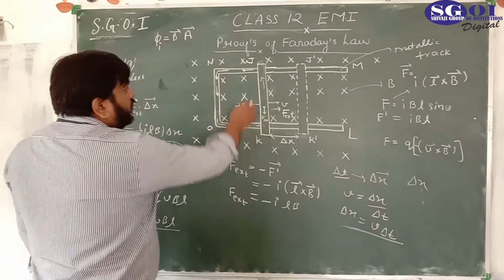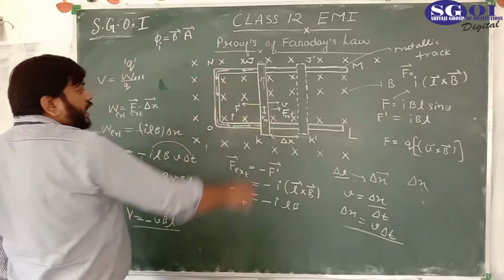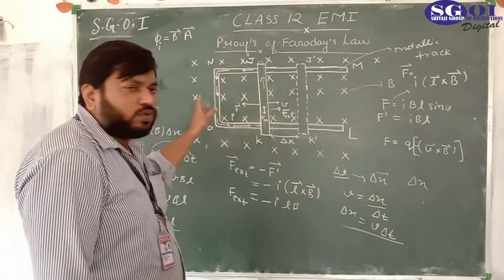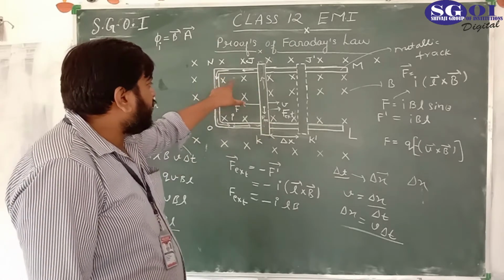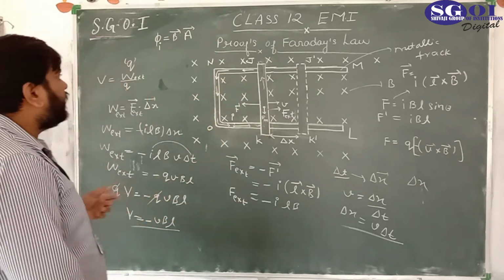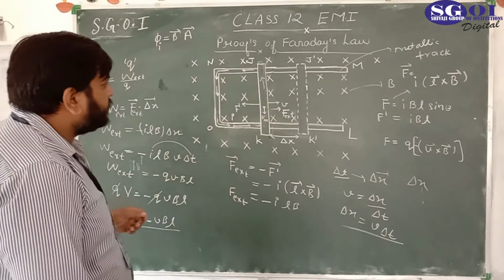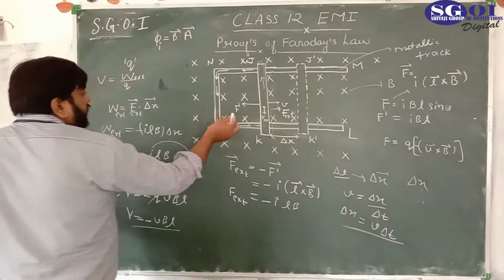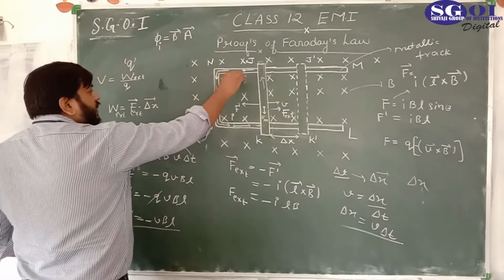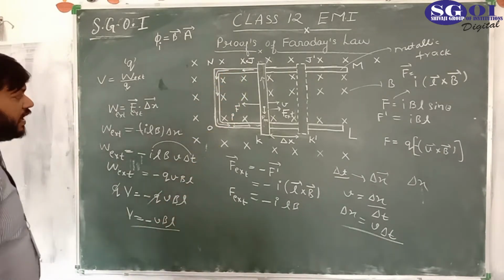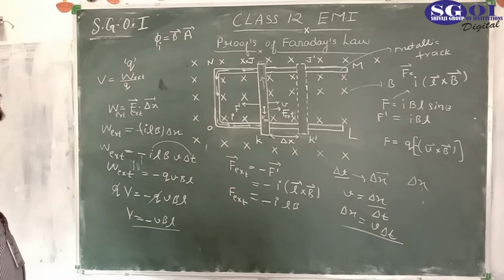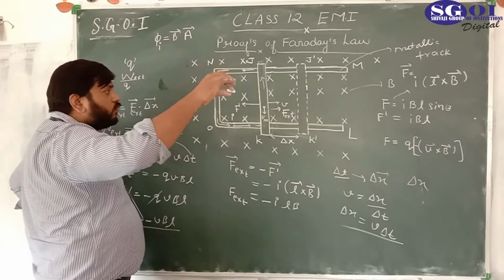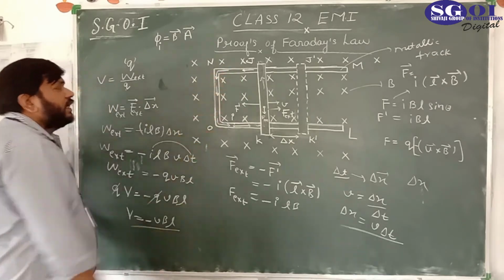What is B? Magnetic field. What is A? Area vector. You are seeing this is a plane surface, and this is B. In which direction is the area vector? We can say the magnetic field is in this direction, and the area vector for B dot A is either perpendicularly outward or perpendicularly inside.